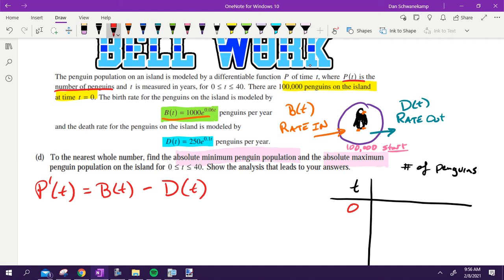I want to find critical points. So what do I want to know about this rate? Set it equal to 0. If you wrote B of t minus D of t equals 0, that scores you a point. I want to know when the rates are equal. You could also say B of t equals D of t, because that would be the rate is 0 as well. I like writing it this way because it's going to be easier to figure out.